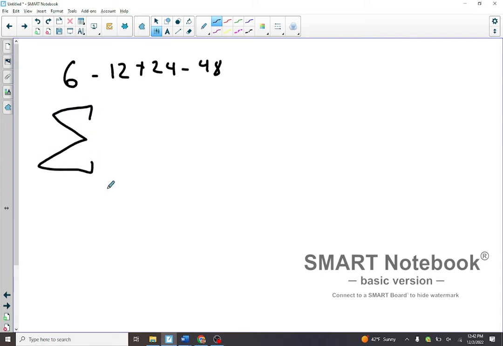So n equals 1. You always start with n equals 1, and then the n minus 1. We'll always get credit for that.